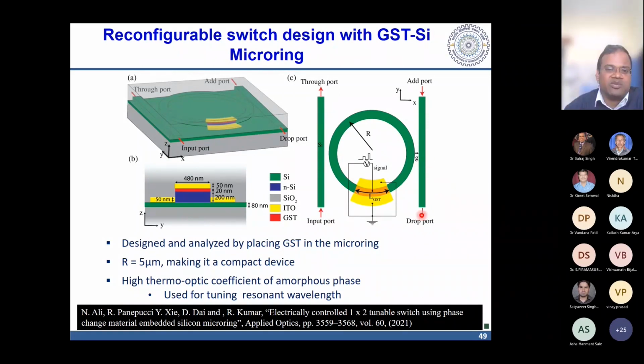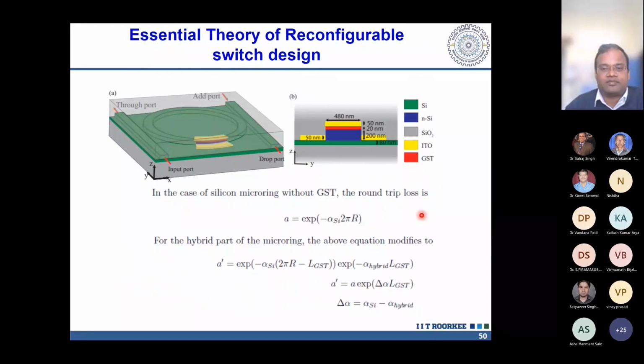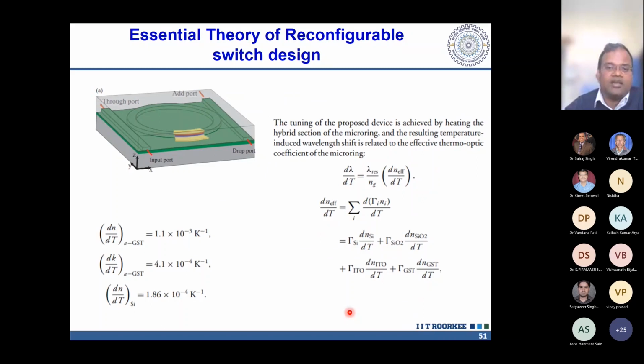This is a very compact device. We have 5 micron radius, and we can use the thermo-optic coefficient of the amorphous phase for tuning the resonance wavelength. Again, there are certain relevant expressions that I will skip here because I have already explained: if you are changing the loss, you can have the switching functionality. The important thing to note about amorphous GST is that it has a thermo-optic coefficient one order of magnitude higher than silicon, and that is why we should be heating prominently the GST rather than silicon. You can do it with the silicon, but it will not be very energy efficient.